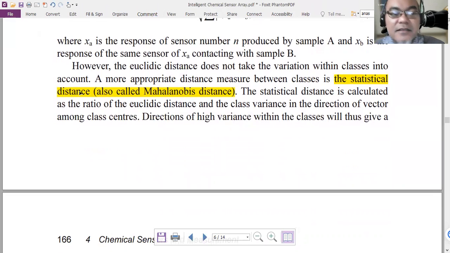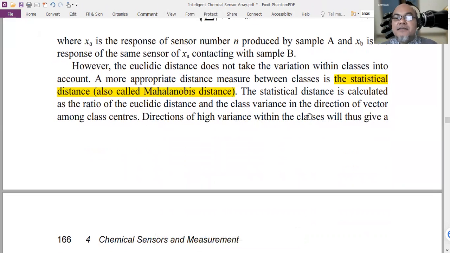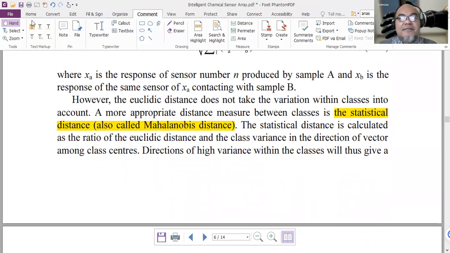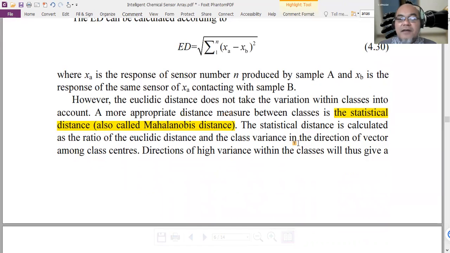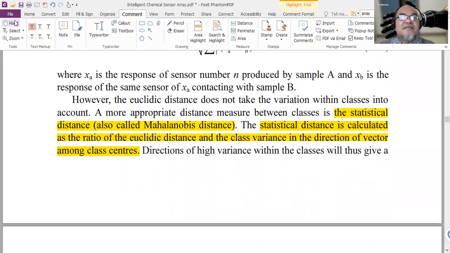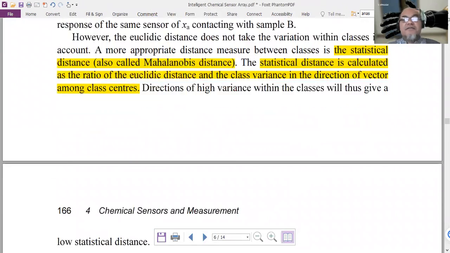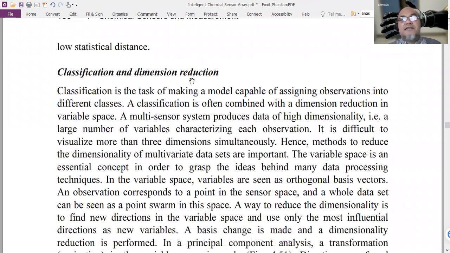The statistical distance is calculated as the ratio of the Euclidean distance and the class variance in the direction of the vector among class centers. I think for this one, Pak Fatoni will be the expert in statistical analysis. A direction of high variance within the classes will just give a low statistical distance.